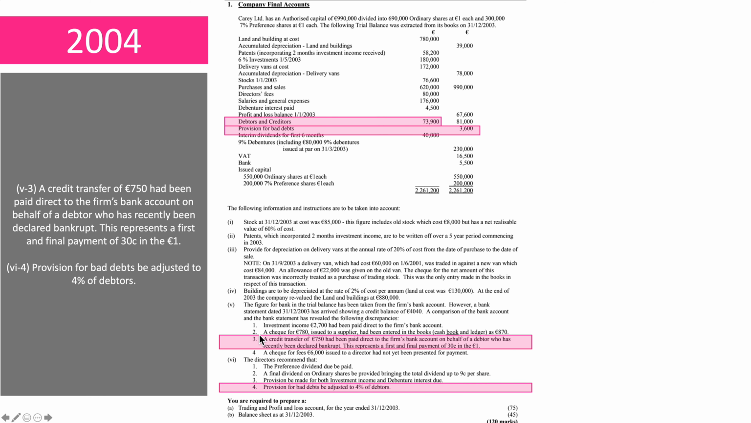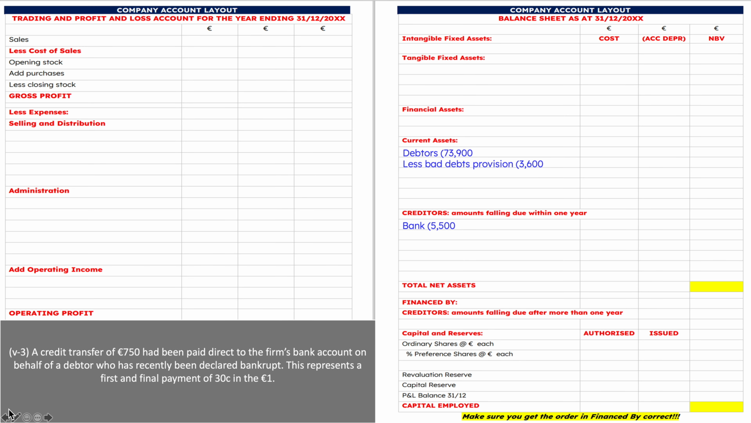Right, in 2004, we have our debtors and our provision for bad debts, and then we have two adjustments. So first adjustment here, 5 part 3. A credit transfer of €750 had been paid direct into the firm's bank account on behalf of a debtor who has recently been declared bankrupt. This represents a first and final payment of 30 cents in the €1.